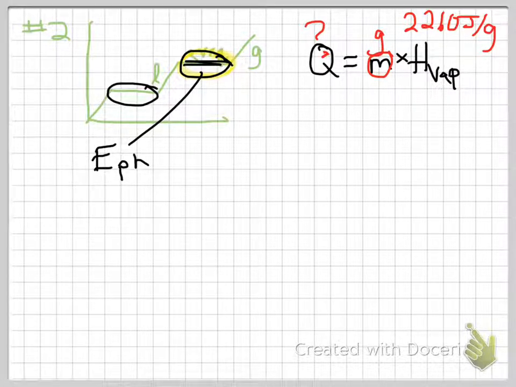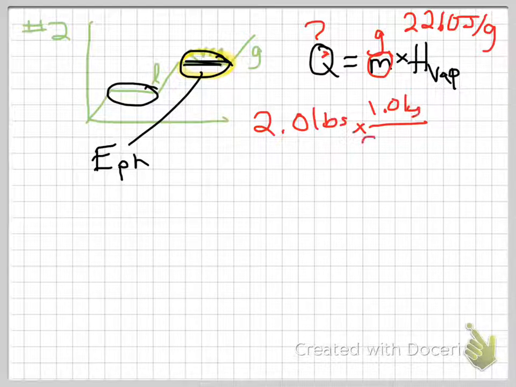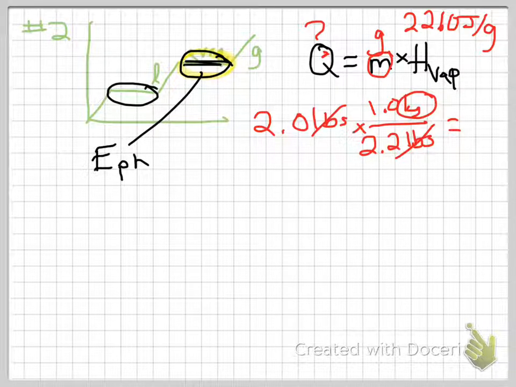It must be in units of grams, but we're given a mass of 2.0 pounds. So we need to convert it into grams. Well, we're told, or kilograms at least, that 2.2 pounds equals 1 kilogram. So we'll have 1 kilogram and 2.2 pounds, and our pounds cancel out and we'll be left with kilograms. So we have 9.1 kilograms.